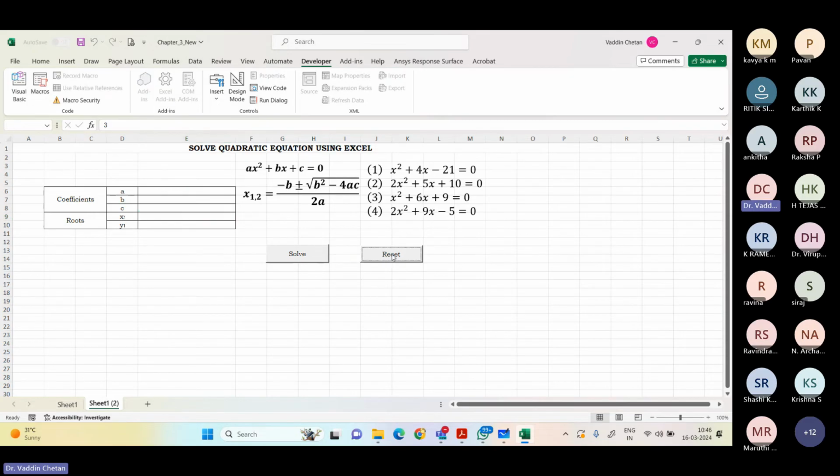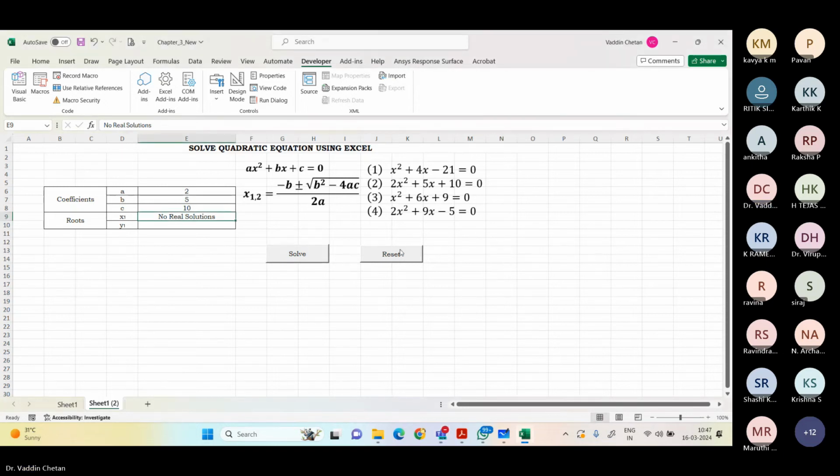Now I will reset it. Again, I will do 2, 5, sorry, it is not 22, it is 2, 5, 10. Click on solve. It gives me that you don't have a real solution. That means that b square minus 4ac is less than 0.